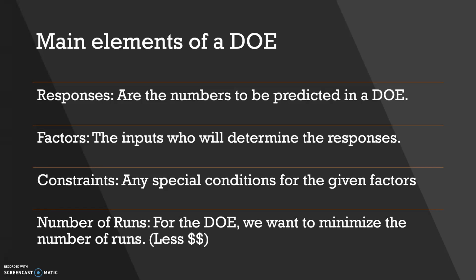So the main elements of a design experiment are responses, factors, constraints, and the number of runs. The responses are basically the numbers to be predicted in a design experiment. The factors are the inputs which will determine the responses. Constraints are any special conditions for the given factors, and for the number of runs in the design experiment, we want to minimize it.